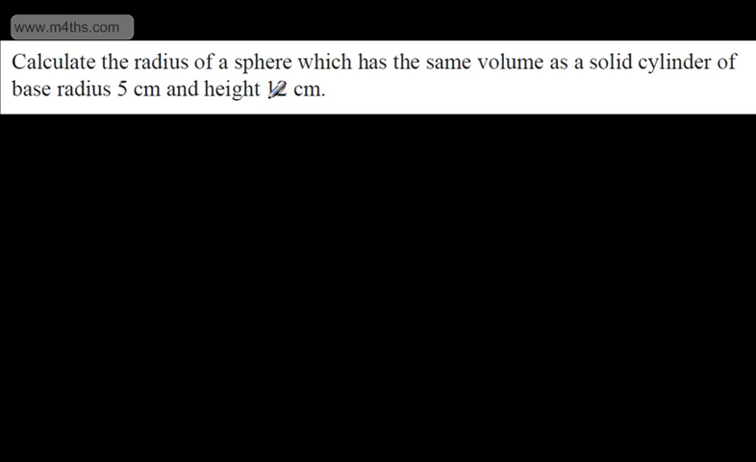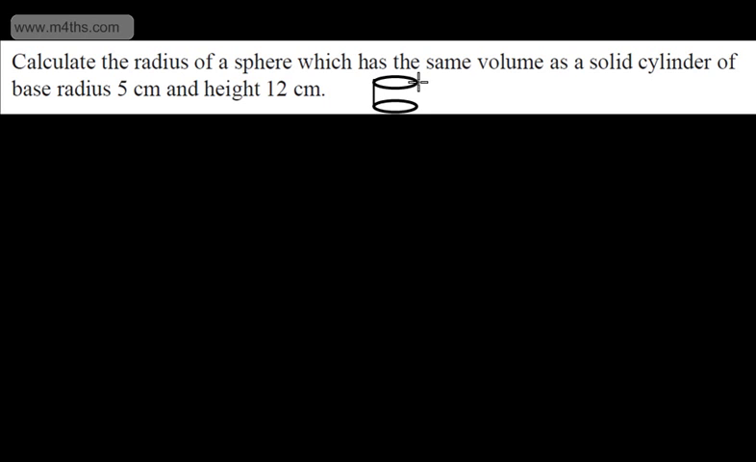Calculate the radius of a sphere which has the same volume as a solid cylinder of base radius of 5 centimetres and height of 12 centimetres. Right, let's go ahead and just draw a sketch of this. Often a sketch helps. Right, so this is going to be my cylinder. Our cylinder will look something like this. We've looked at the volume of a cylinder before, so we'll make up the cylinder. The cylinder is going to look something like that.